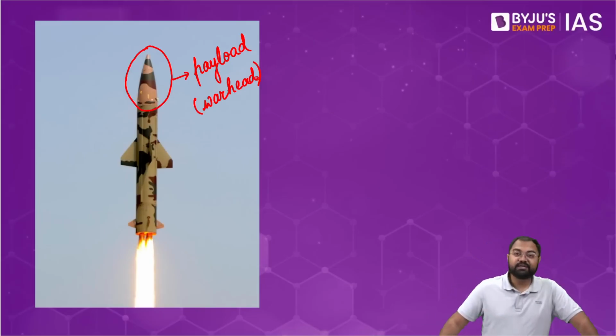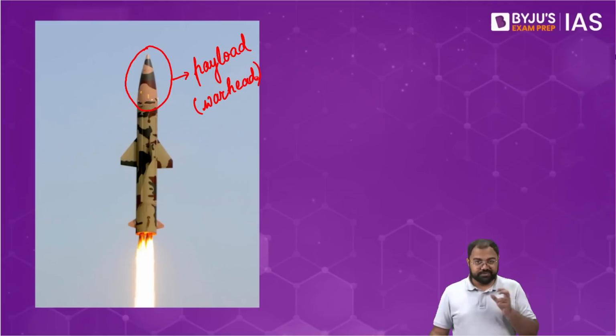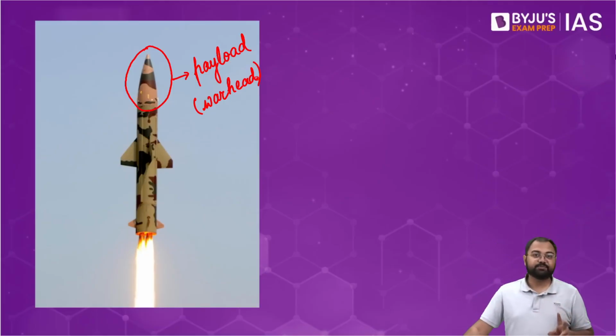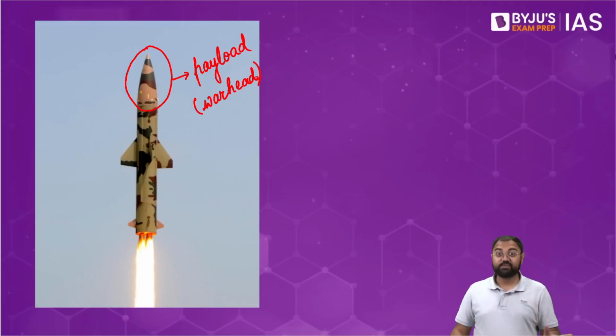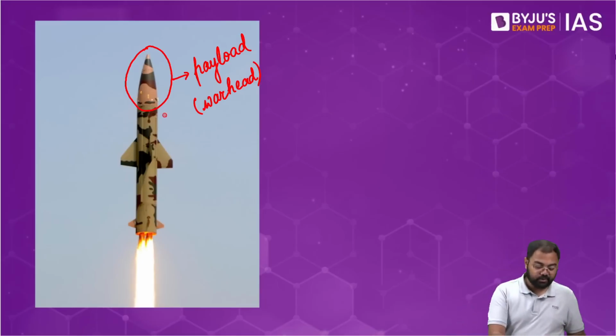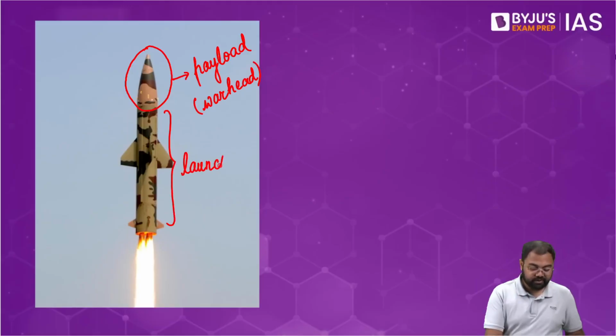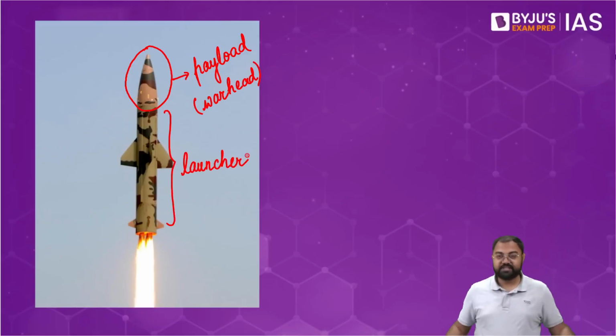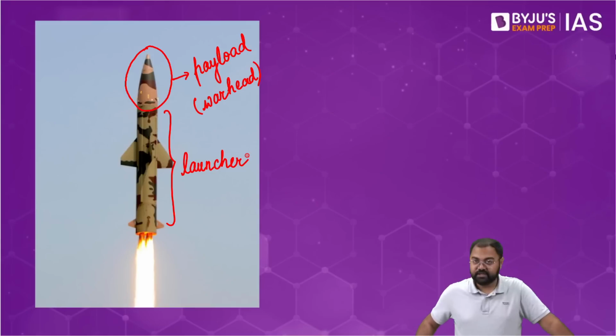Now, why we call it a warhead is mainly because this is where all the explosives will be present. Any kind of explosive. It could be a chemical explosive, it could be a biological explosive, it could be a nuclear explosive, it could be anything. And the rest of the part is just like the launch vehicle. So this is same as what we discussed in case of our space vehicles as well, that this part is the launcher, and then you have the payload here.